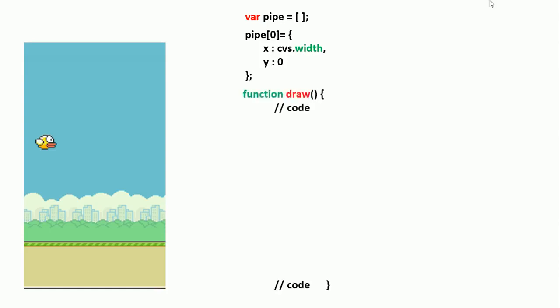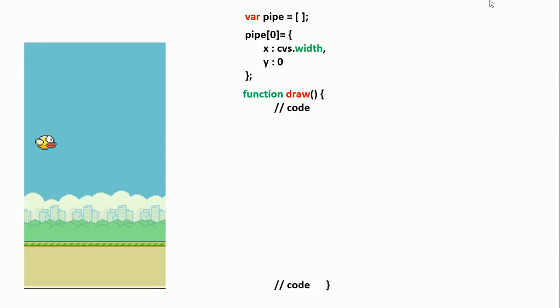Now for our game we will need a lot of pipes. So for that we will set an array called pipe, and we will initialize this array with these coordinates. So the X position will be the canvas width and the Y position is 0.